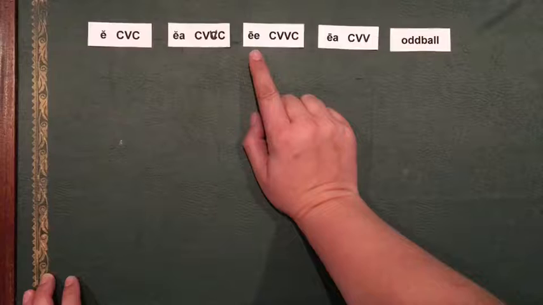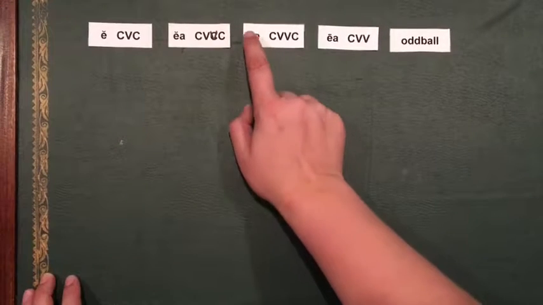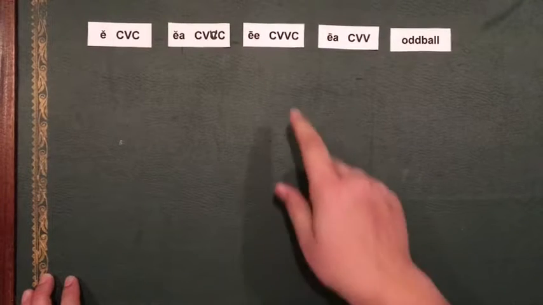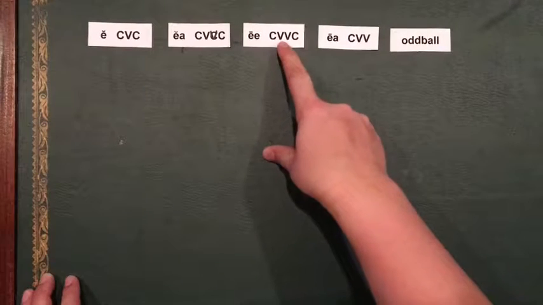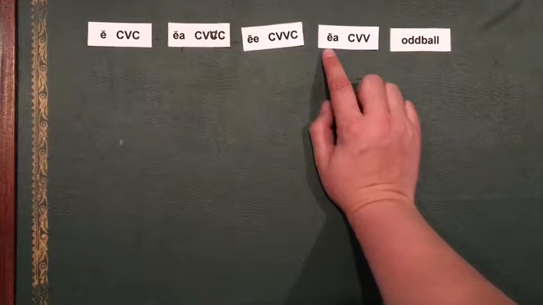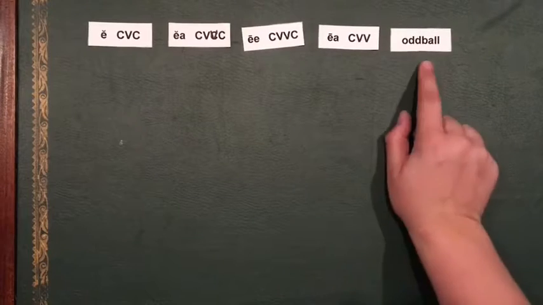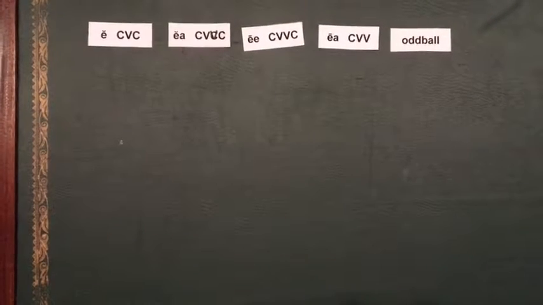Then here we have long e. You can tell with the line over the e. And it will be consonant, ee, consonant. And then long e again, but ea. So it'll be consonant, ea. And oddball if it doesn't fit into any of those.